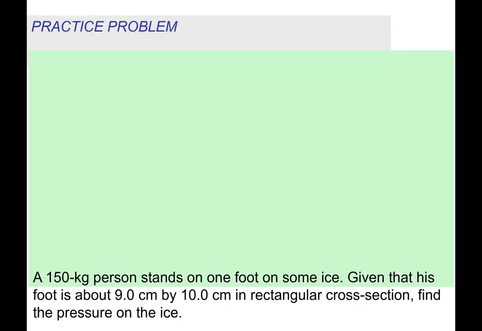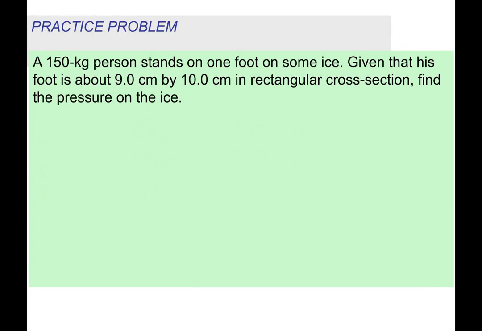Quick practice problem. A 150 kilogram person stands on one foot on some ice. Given that their foot is about 9 centimeters by 10 centimeters in rectangular cross section, find the pressure on the ice. Again, pause this video for a second, see how far you can get on this.